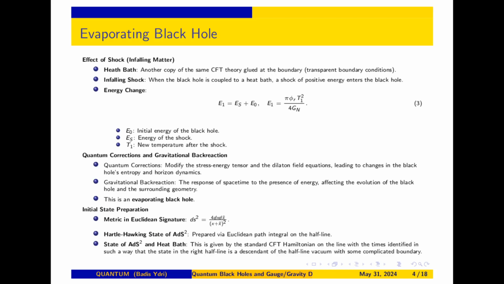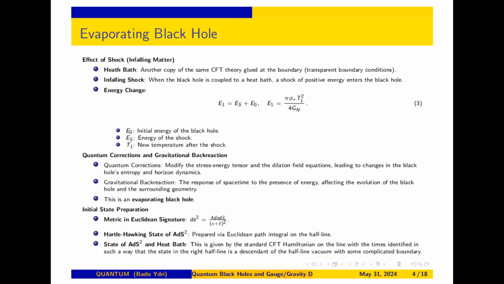Next, we consider the scenario of an evaporating black hole. When a black hole is coupled to a heat bath, a shock of positive energy enters the black hole. This interaction leads to changes in the black hole's energy and temperature. The energy change due to this shock is described by equation 3.